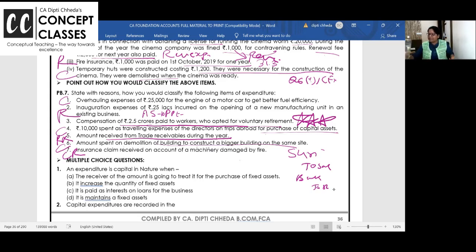I want to repeat. Money that comes from an insurance claim, if it is related to insurance of stock, take it to the P&L account. If it is related to insurance of a machine, it's a capital receipt credited in the machinery account. Mark this problem. It's a nice problem. Seventh one.